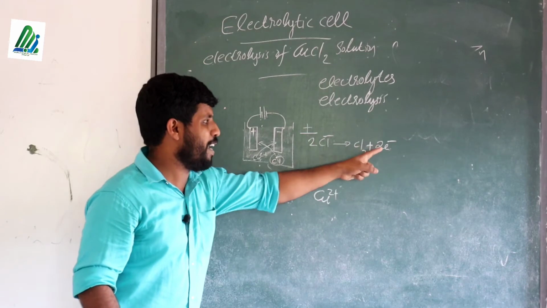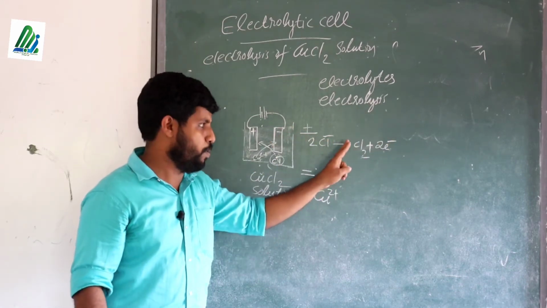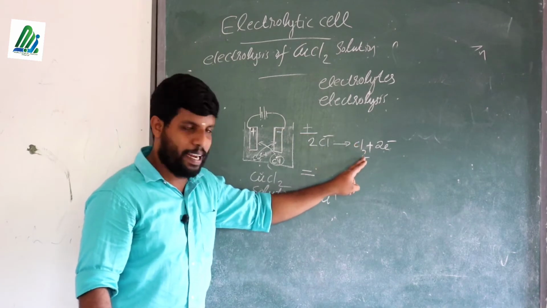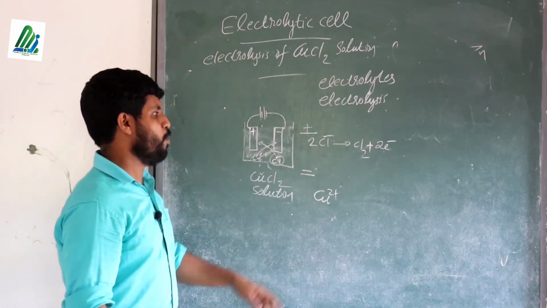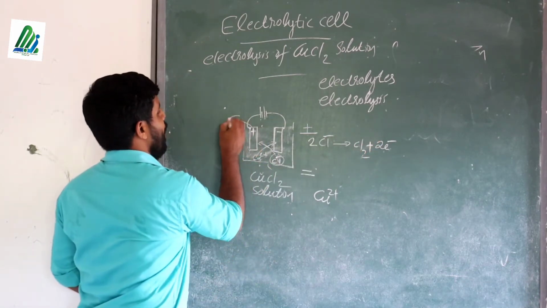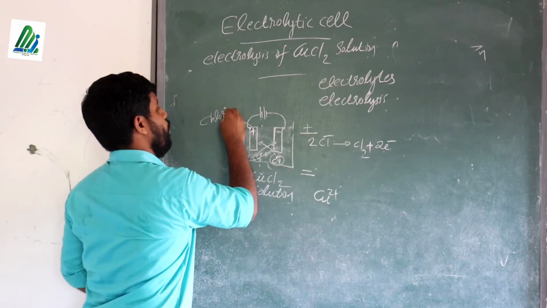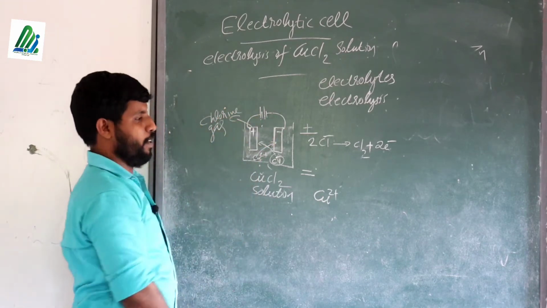The 2 excess electrons are donated and form 2 chlorine atoms. The 2 chlorine atoms imply Cl2, one molecule. So a chlorine molecule is formed. Here it is chlorine gas, and the chlorine gas will be expelled through the positive electrode.